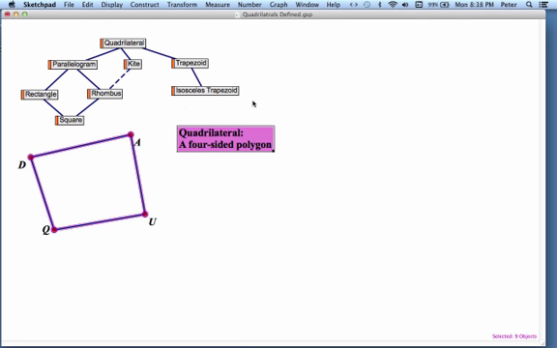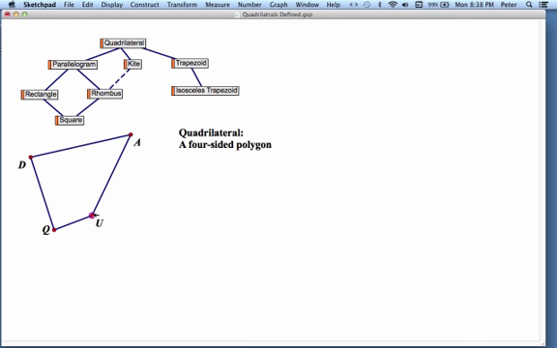A quadrilateral is a figure like this, and it's simply a 4-sided polygon. There's nothing really special about the sides. They don't have to be the same length. They don't have to be parallel. Diagonals don't necessarily bisect each other or anything like that. So quadrilateral is a 4-sided polygon.